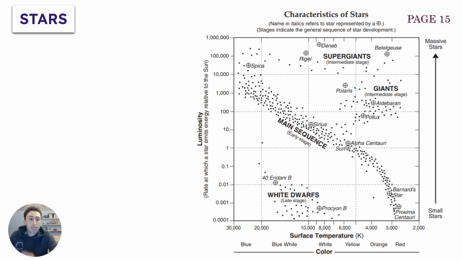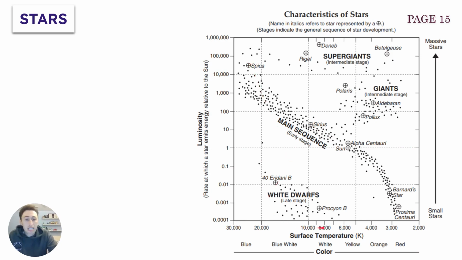So you have the characteristics of stars on page 15 of the reference table. Here are the characteristics of stars. You have many different stars, not all the stars, but some stars in our galaxy. On the left side is luminosity, which is the rate at which a star emits energy relative to the sun. So relative to the sun, how much energy they emit, how bright that star is going to be. The sun is at 1, that's where we're located, and the other stars are based on that. So you see Sirius is about 10 times more luminous, 10 times brighter than the sun. Spica is almost 10,000 times as bright as the sun.